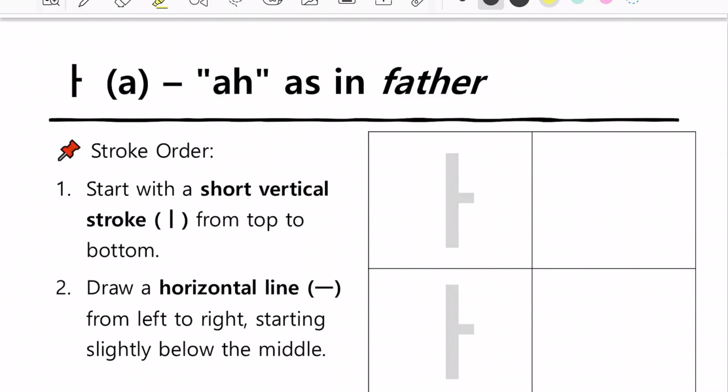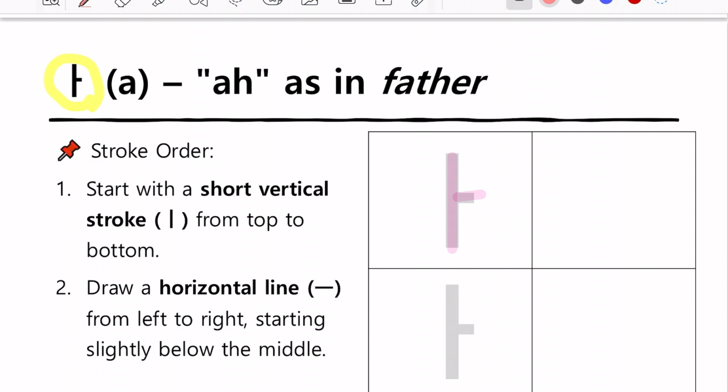So first vowel, we're going to start with ah. Ah as in father. The stroke order is pretty simple. It starts with a short vertical stroke from top to bottom. Then draw a horizontal line from left to right, starting slightly below the middle, but you can write it right in the middle. As long as you keep the stroke order right, you'll be fine. You can practice in the empty place if you want.